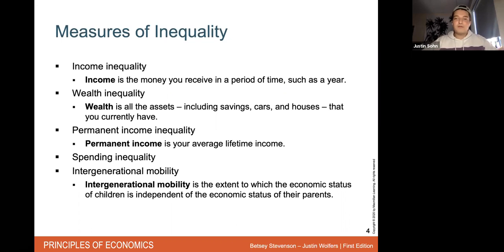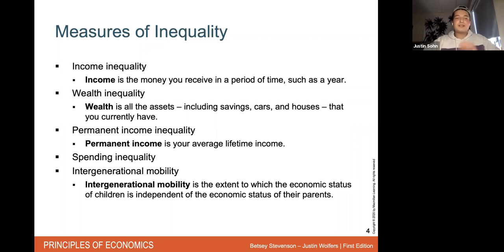Wealth is all of your assets. Assets are things that you have. Usually it's goods, like a car or a house, but it's also things that you've saved up, so your financial savings. Anything that you own, you can think of as an asset. You have tangible assets, things that you could hold on to, like your house, or intangible ones that you can't really hold on to, but they're there, like your savings.